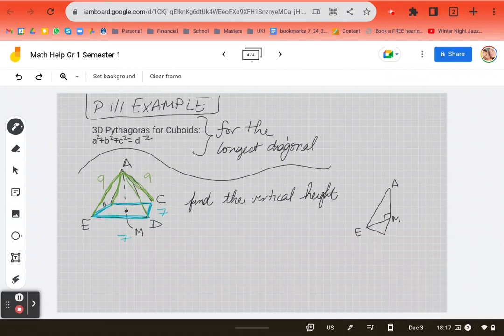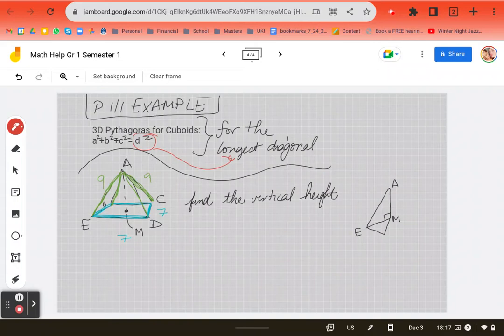Okay, this one's tricky. So I'm on page 111 and it's the example, because there's no way I'm ready to do a question. Basically it's looking for Pythagoras' theorem for cuboids or 3D shapes. They give us the formula a squared plus b squared plus c squared equals d squared, which is in fact the longest diagonal. So they give us an example here.